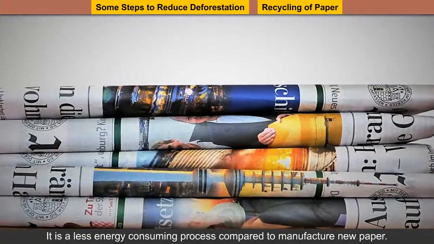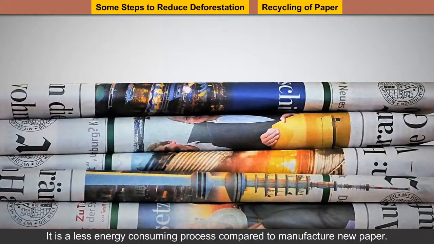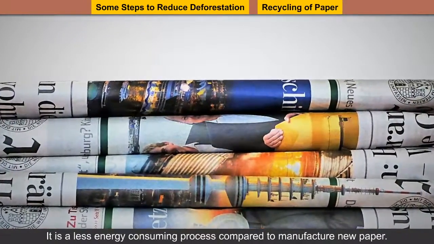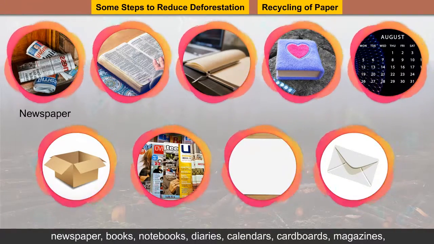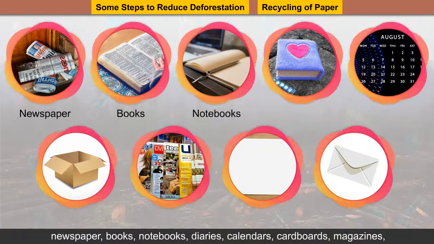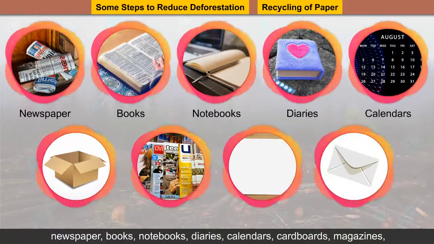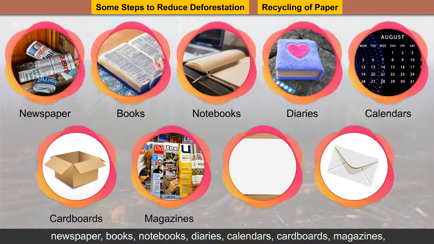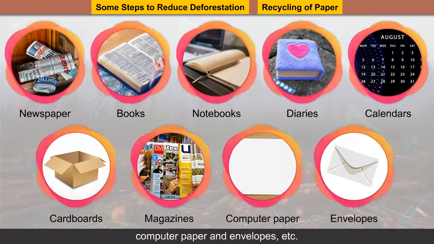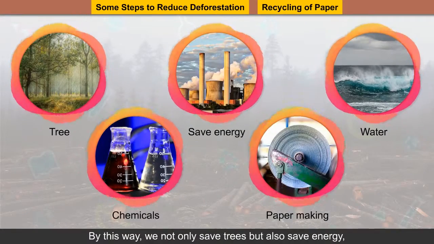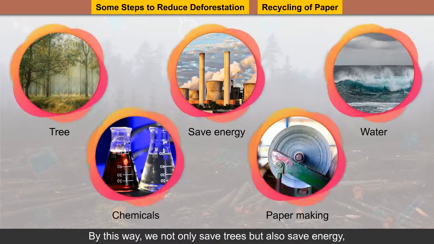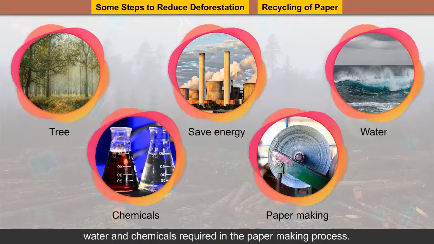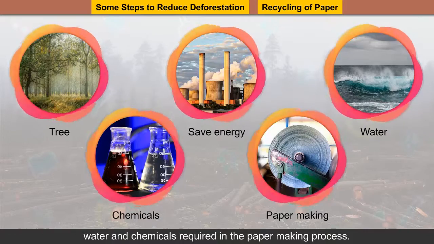It is a less energy-consuming process compared to manufacture of new paper. The paper items which can be recycled are newspaper, books, notebooks, diaries, calendars, cardboards, magazines, computer paper and envelopes, etc. By this way, we not only save trees but also save energy, water and chemicals required in the paper making process.